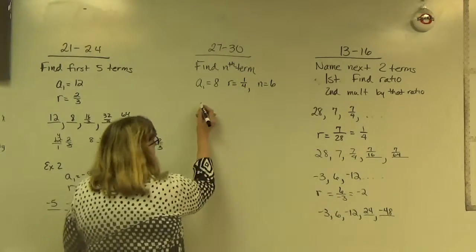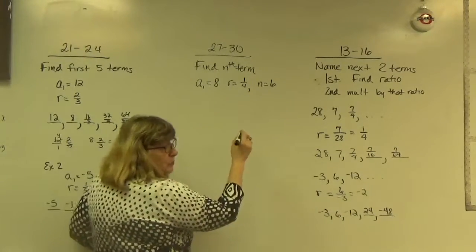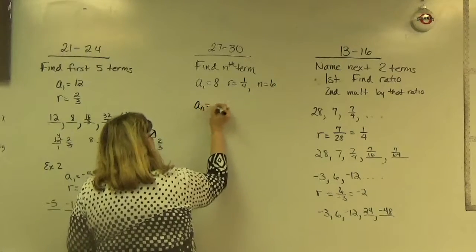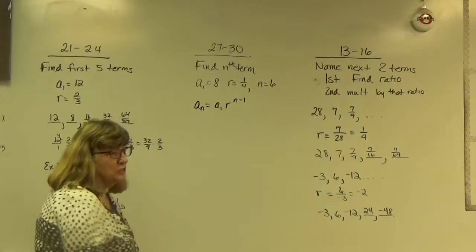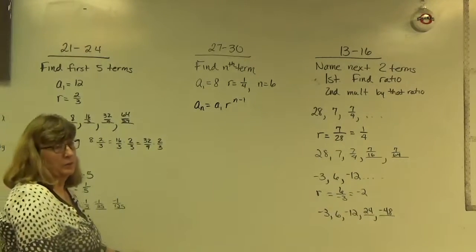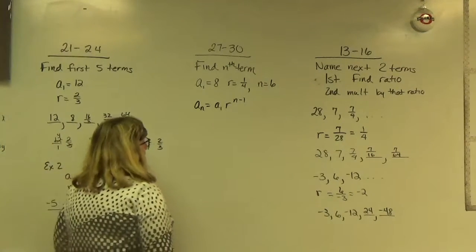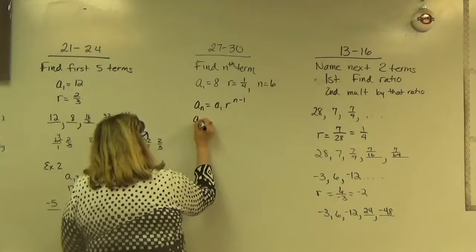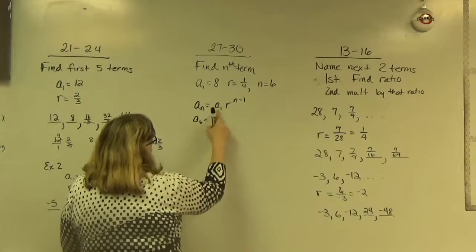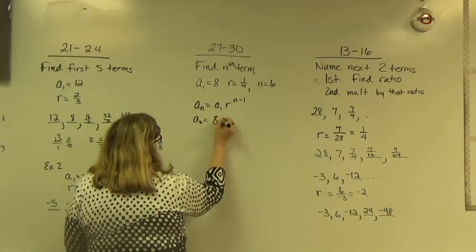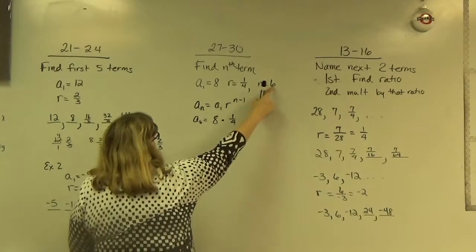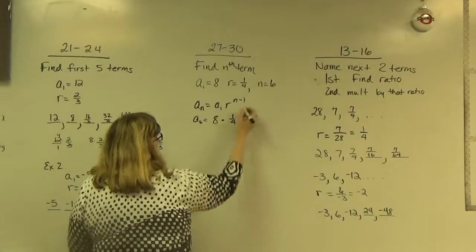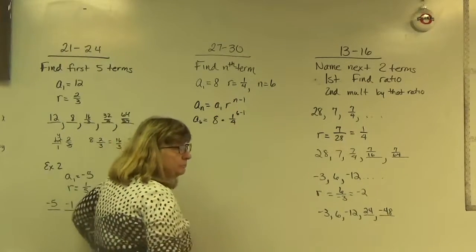So first one, we're going to do it both ways, so you can see which one you prefer. So the formula, and if you're using the formula method, you probably want a calculator with you to help out. So I want to find the 6th term, and the first term is 8. The ratio is 1/4, and it's raised to the n, which our n is 6, minus 1.